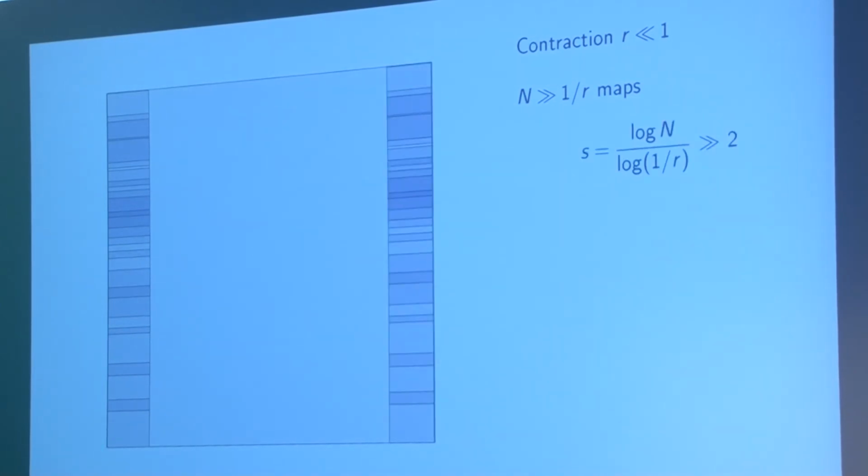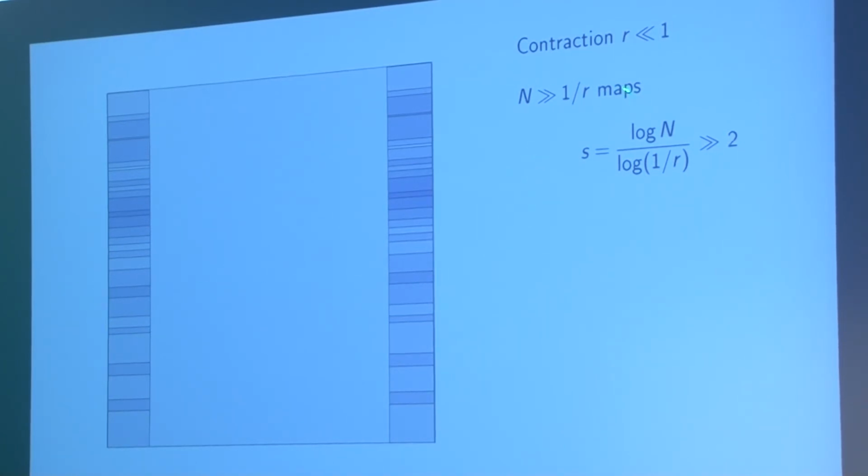And then I'll add the same on this side. So I'm going to take a huge number n of these maps, of these little squares, many more than 1 over r. And if I want to, I can arrange that, for example, the heights of these squares are rational or algebraic. That way I ensure that I have exponential separation in the system.